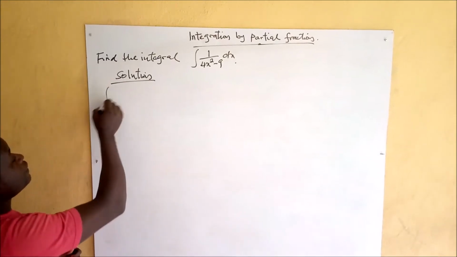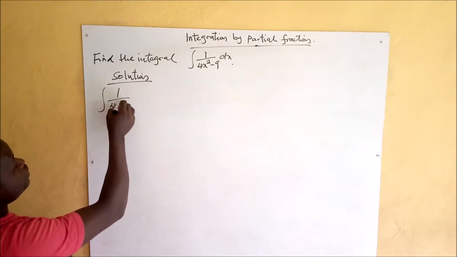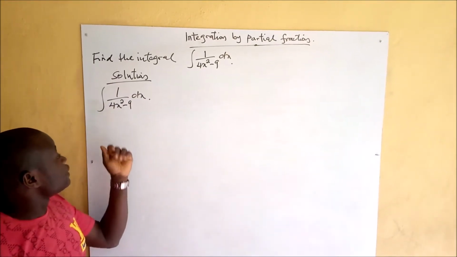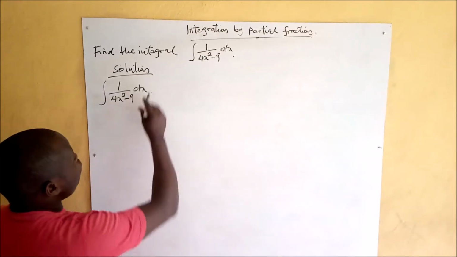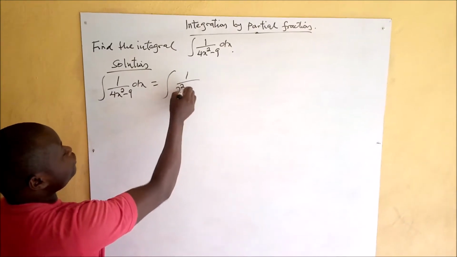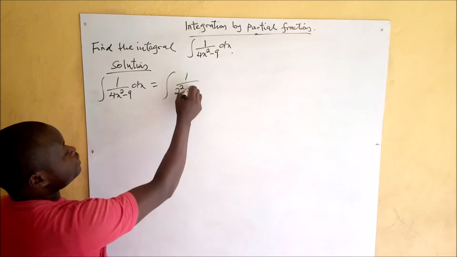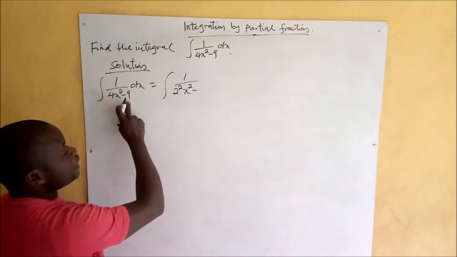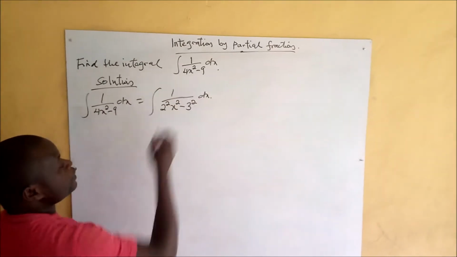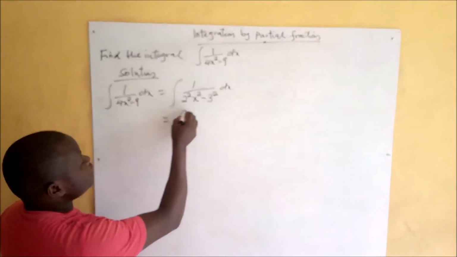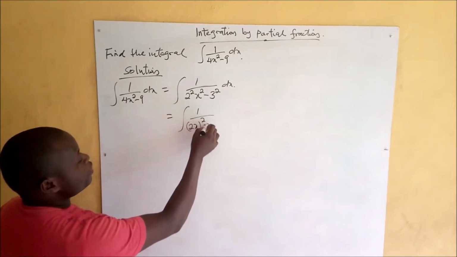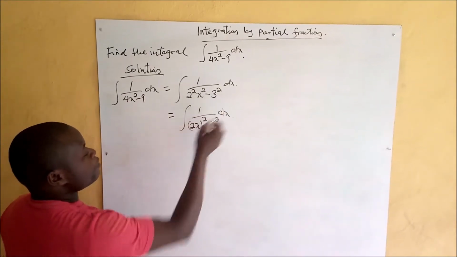So given the integral of 1 over 4x raised to the power of 2 minus 9, we can simplify the denominator. This can be written as the integral of 2 raised to the power of 2, which is 4, times x raised to the power of 2, minus 9, which in index form can be written as 3 raised to the power of 2, multiplied by dx. This is the same as 1 over (2x) all raised to the power of 2 minus 3 raised to the power of 2, all multiplied by dx.